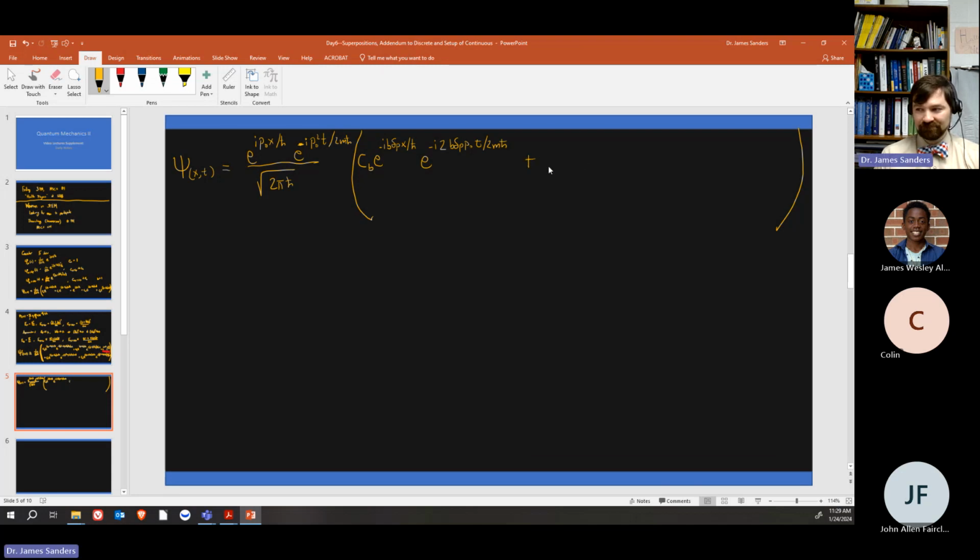Okay, second term, C sub A, e to the minus i delta p x over h bar. Yes, e to the plus i. Sorry, over here, I made this an e to the minus i. It should be an e to the plus i. Not keeping track very well of my signs here.